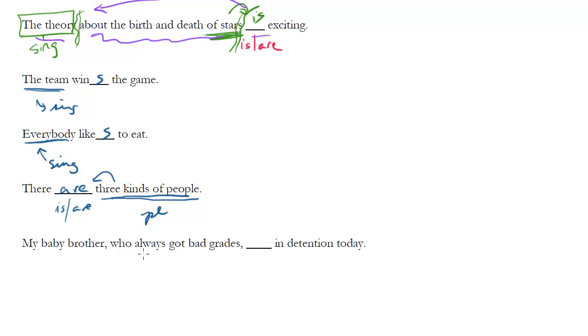Finally, my baby brother, who always got bad grades, is or are in detention today. Well, again, even though we have the stuff in commas and grades comes right before the verb, this is not the subject. In fact, you can almost just remove it from the sentence for a second to find the subject, which is, of course, my baby brother. Who is in detention? My baby brother is in detention. So this is going to be is.